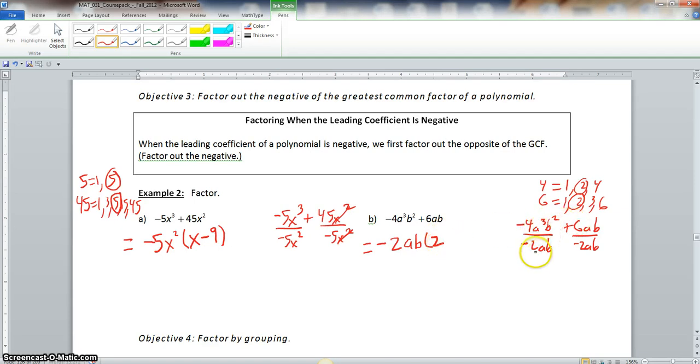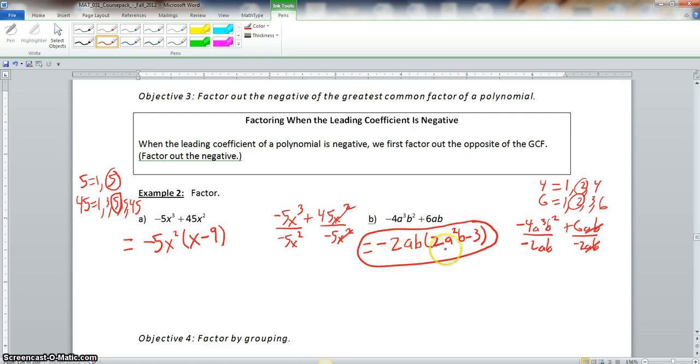We have a cubed divided by a, which we know is a to the second power. B squared divided by b would just give us b. Now, a positive 6 divided by a negative 2 will give us a minus 3. These variables simplify out. So this here is our final answer.